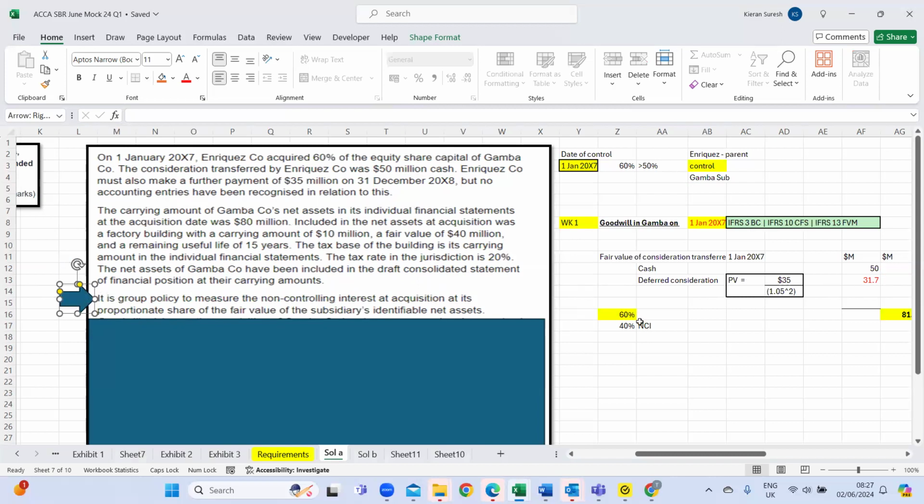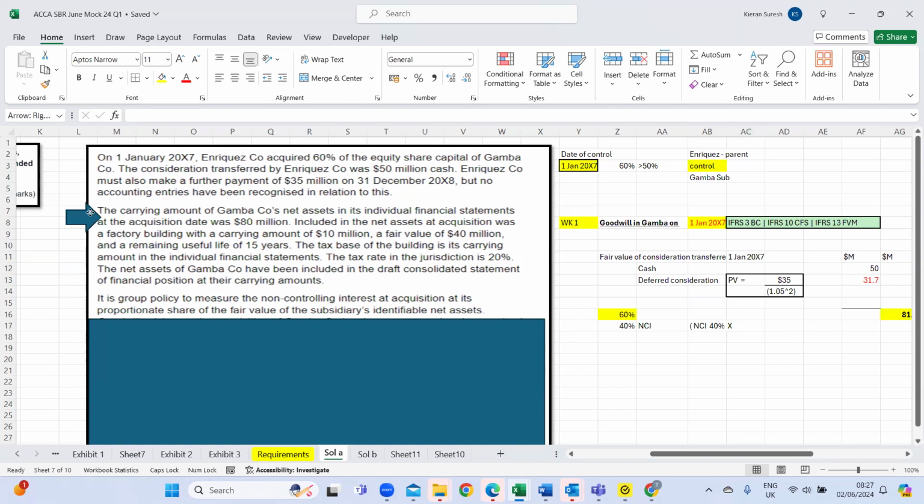So the examiner is telling me the way to measure the NCI. Measure the NCI at what? Proportionate share, using the partial goodwill method. NCI as a percentage, what is the NCI's percentage? 40%. And 40% of what? The subsidiary's net assets. But that net asset must be the fair value net asset, not the carrying amount. So I know I can't complete this unless I have the subsidiary's fair value net assets, right?